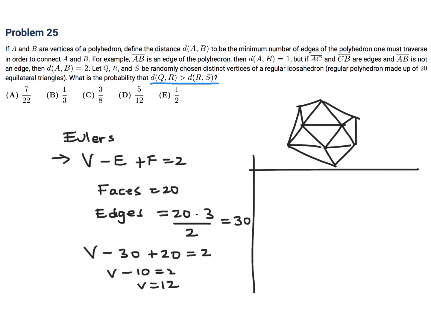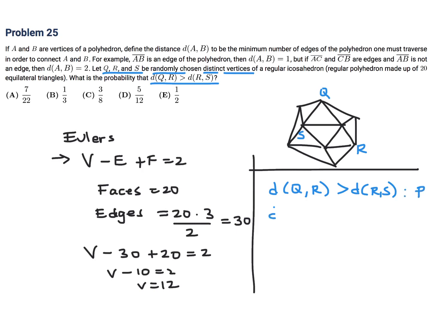What is the probability of that? The probability that the distance from some random vertices, right? These are randomly chosen distinct vertices. So the distance between Q and R, wherever Q is and wherever R is, I have no idea. There's Q, there's R, S might be here, who knows. The distance from Q to R, we want it to be greater than the distance from R to S. And I'll just call that probability P.